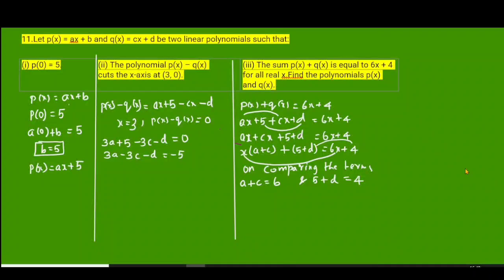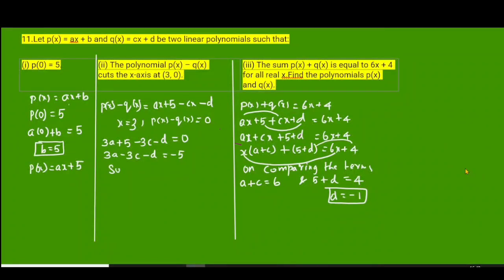X coefficient on the left side is a plus c and on the right side is 6. So a plus c is equal to 6 is one equation. Another, constant comparison: 5 plus d is equal to 4. Hence d is equal to -1, since 4 minus 5 is -1. So we got d. Now replace this d in our second equation.